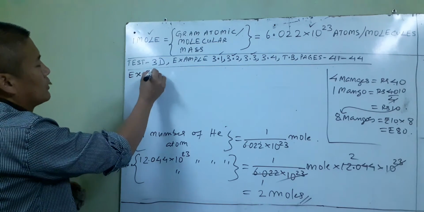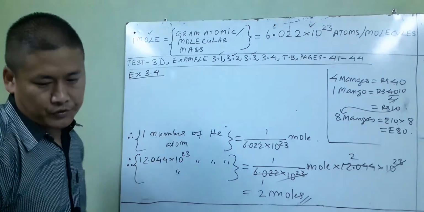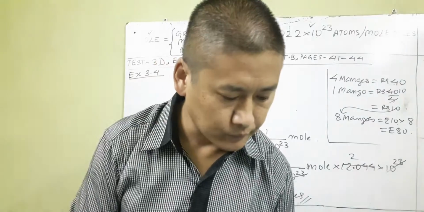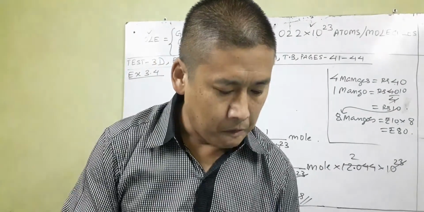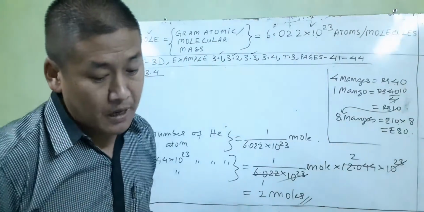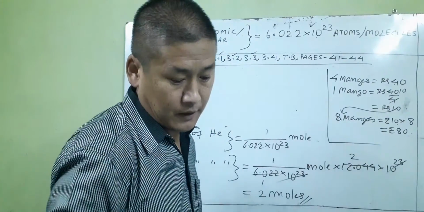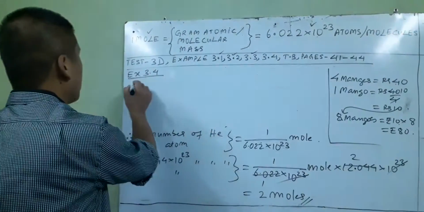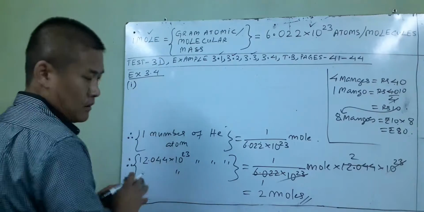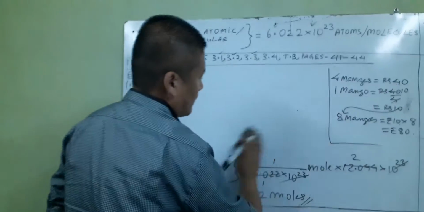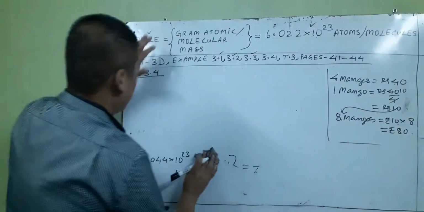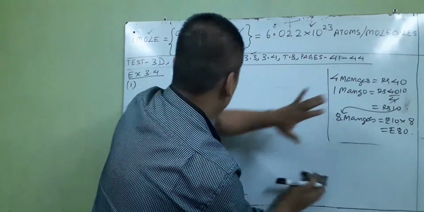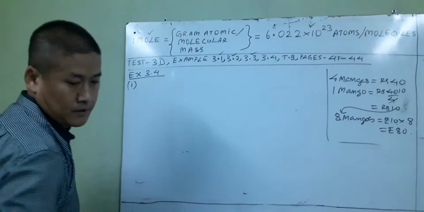Example 3.4, right? 3.3 is done just now. Page number 44. Okay, let me read the question. Calculate the mass of the following. So you have to calculate mass in every question there. 3.4 subheading number 1, let us say. As I said, keep the formula and the mango. Read the question first. Let us do.